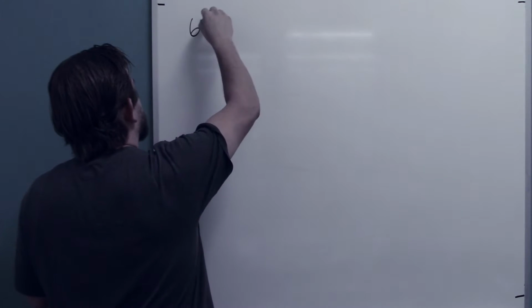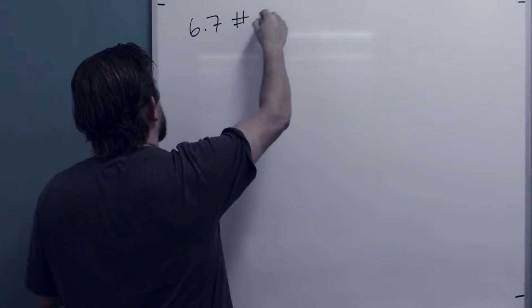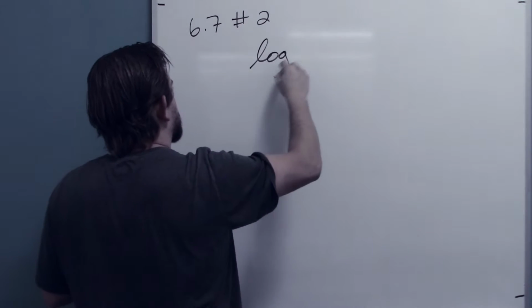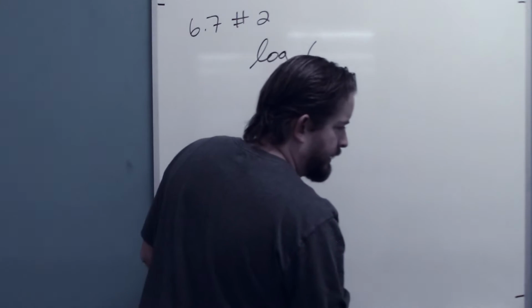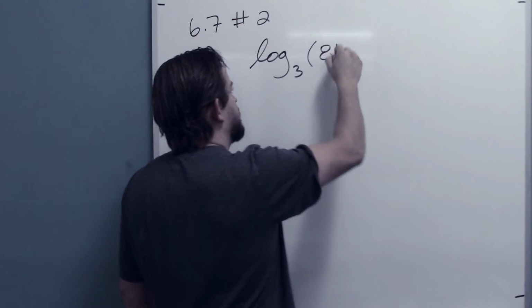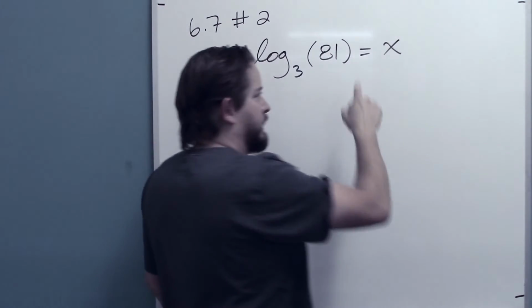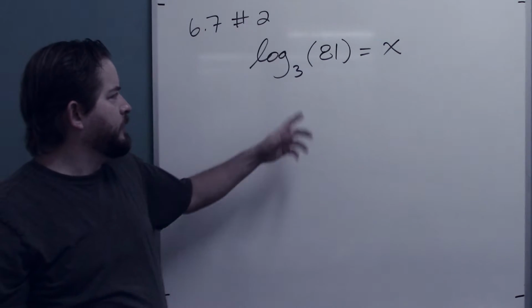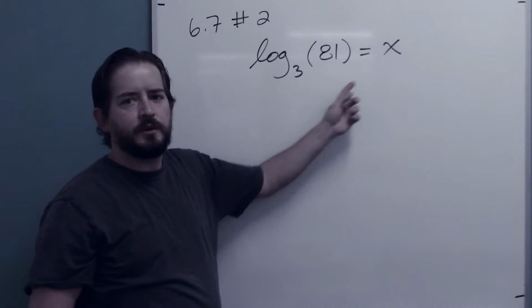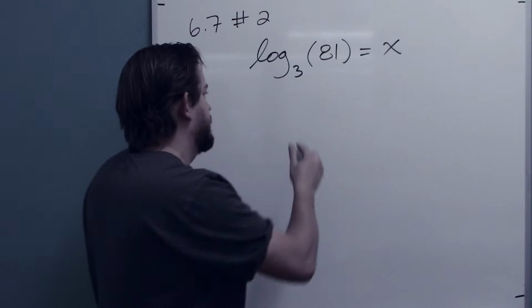So I have the log base 3 of 81 is equal to x. And we're asked to solve for x. So I'm going to rewrite this as an exponential. That would be 3 raised to the x equals 81.